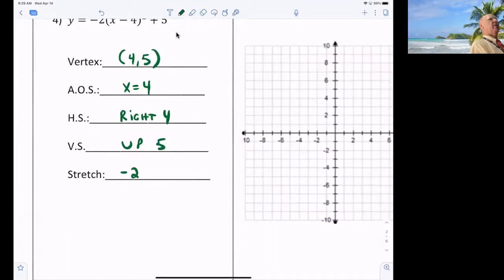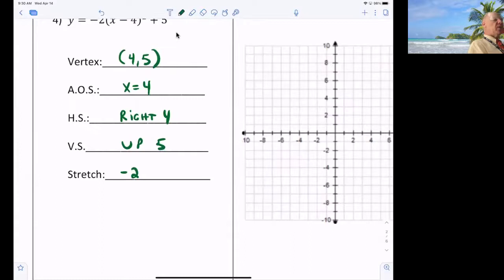Vertical stretch is -2. Now, because it's negative, what does that do to the graph? It opens down. It opens down, but we also say in math terms, it reflects over the x-axis. All right, so now I'm teaching you about the stretch, so you just got to be patient.